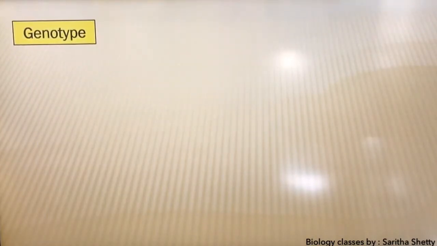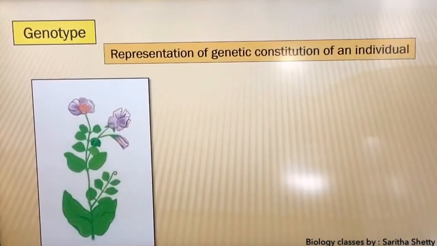Next we move on to genotype. Representation of the genetic constitution of an individual is what we term as genotype. So this plant is a tall pea plant, but it may be having a capital T capital T, homozygous tall, or it may be a capital T small t, which is a heterozygous tall. See here, it can be so.